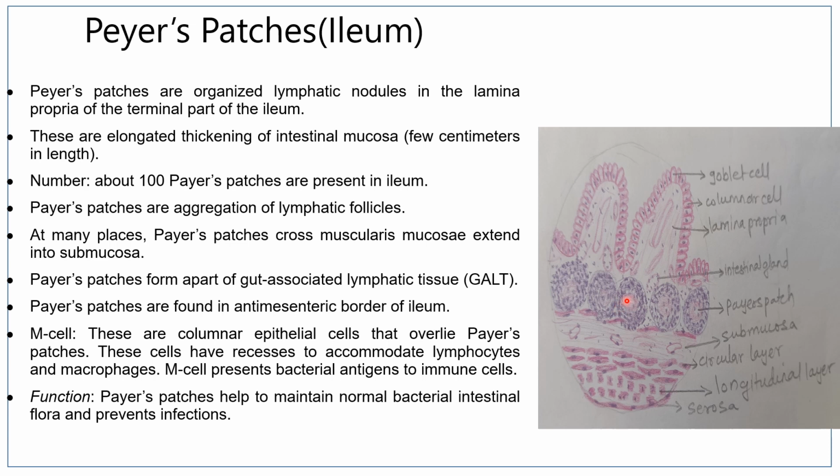Peyer's patches present in the lamina propria of the terminal part of ileum are also an example of diffuse lymphatic tissue. They come under gut associated lymphatic tissue. These Peyer's patches are aggregations of lymphatic follicles present in the lamina propria of the terminal part of ileum, and these are elongated thickenings of intestinal mucosa.